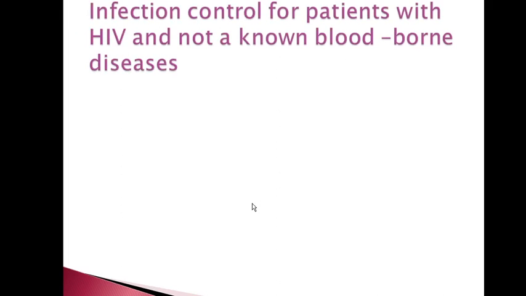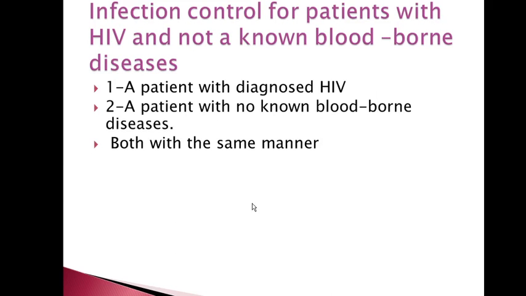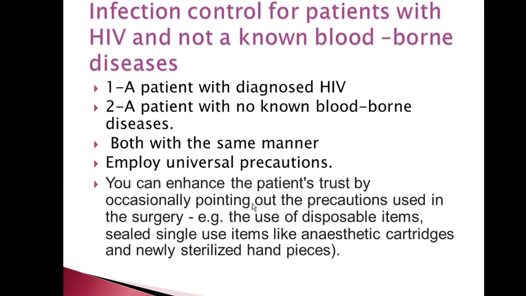Finally, we're going to talk about infection control for patients with HIV and no known blood-borne disease. In such cases, in our dental clinic, we have to treat all patients the same way. Maybe some people come to the clinic and don't know that they have HIV or a certain blood disease, hepatitis B or C, whatever. So we have to employ universal precautions, whether we know that this patient has HIV or we don't know. In any case, we have to take precautions.